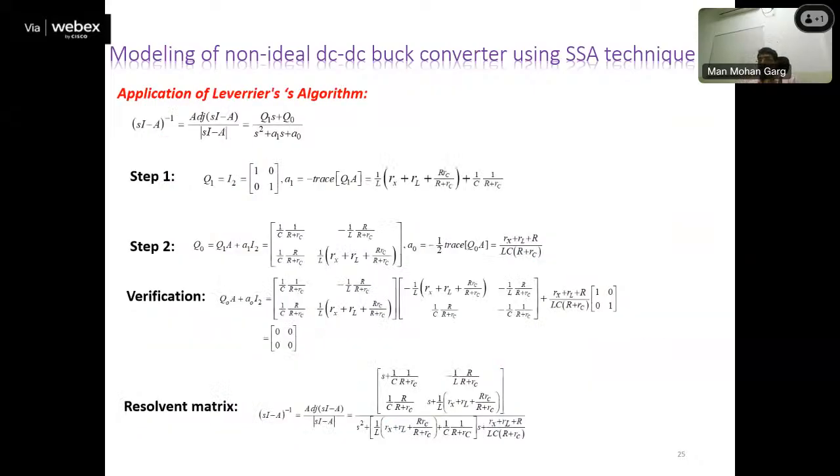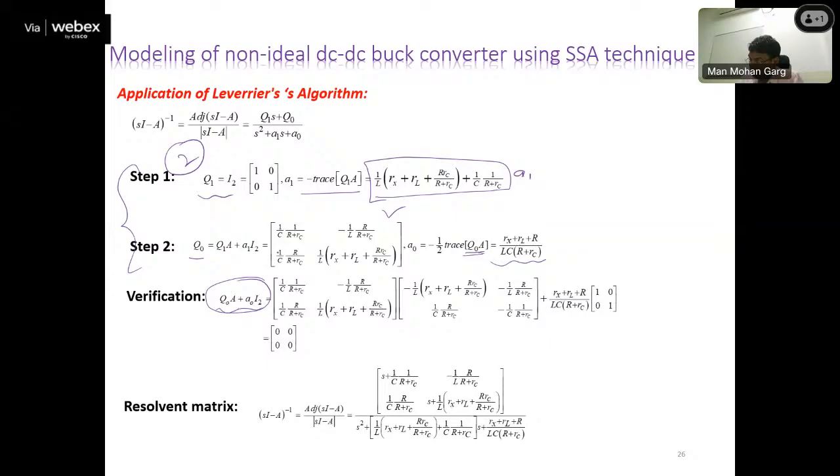But how do we solve this with the help of the Leverrier algorithm? This is a second order system, so two steps will be there. We define Q1 now, minus this Q1A, so it gives you this coefficient. This is your coefficient A1. Similarly, we can find Q naught, and the trace of Q naught into A is this one. For verification purposes, Q naught into A, which is known to us, plus A naught into the identity matrix, when multiplied, will give you a perfect zero matrix. If it is a perfect zero matrix, then we conclude that the parameters we obtained for A naught and A1 are correct.